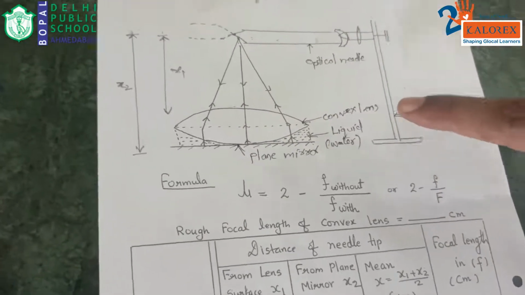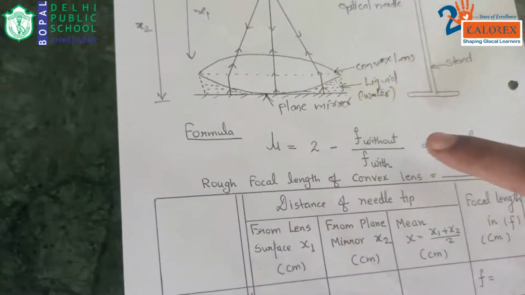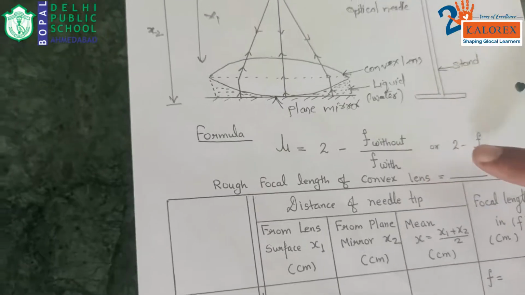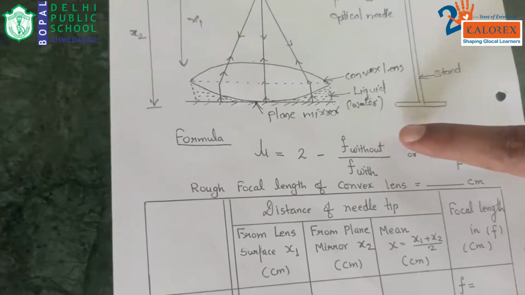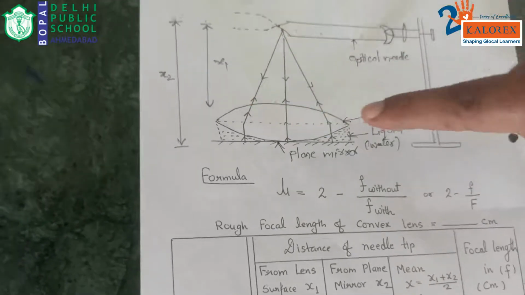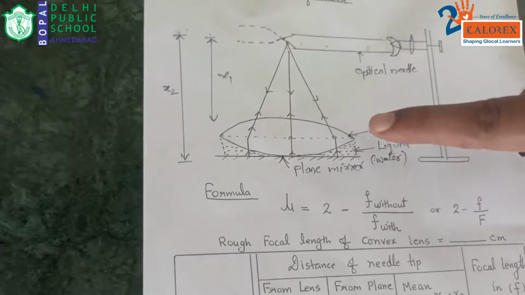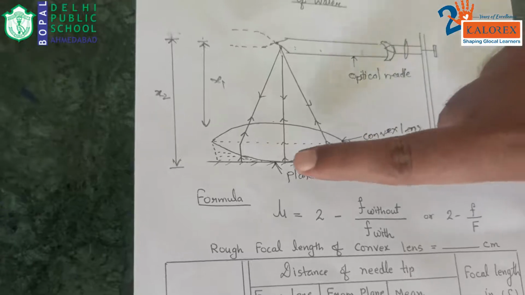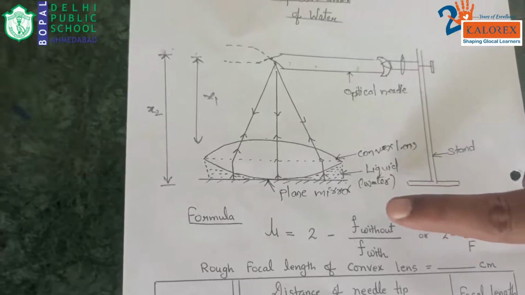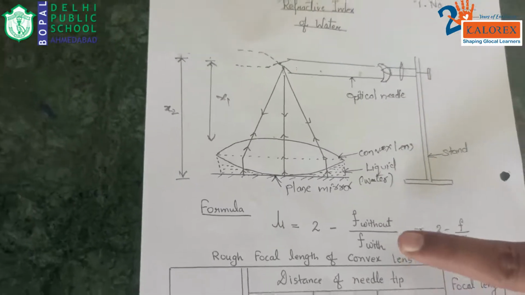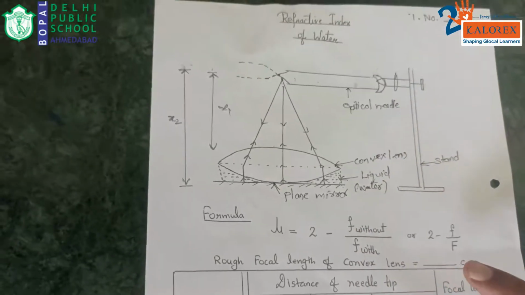The formula used for this experiment is mu equals 2 minus F without by F with, or 2 minus f by F. What is f without? It is the focal length of this entire lens system without liquid. And again we are finding the focal length of the system with the liquid. So these are the two focal lengths we are finding in this experiment, and using this formula we find the refractive index of water.